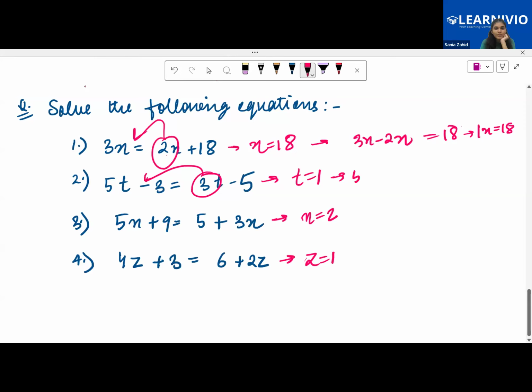Then you will transpose this over here. So you'll have 5t minus 3t gives you minus 5 plus 3. So you'll have 2t gives you minus 2. So t gives you minus 1. Okay. It's not 1, it's minus 1. Both of you have done wrong. It's minus 1.